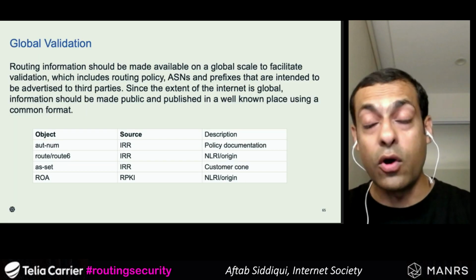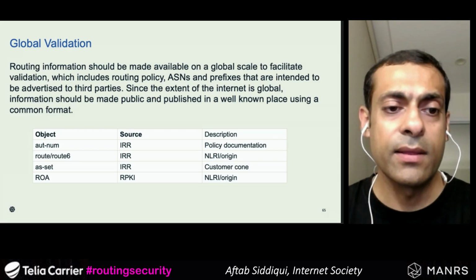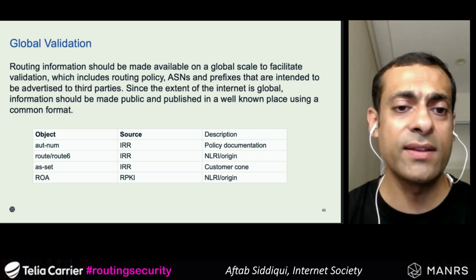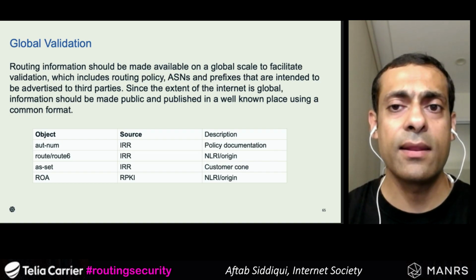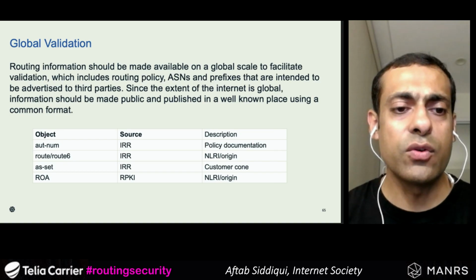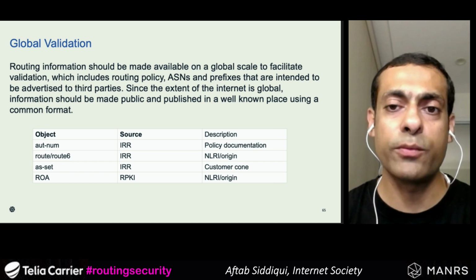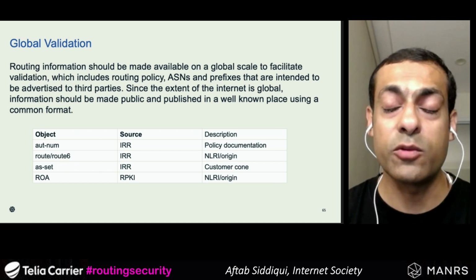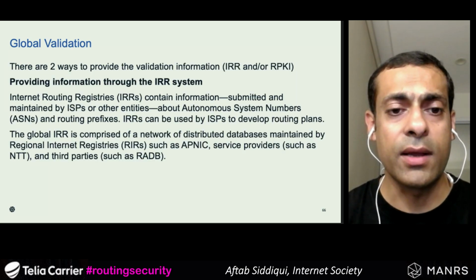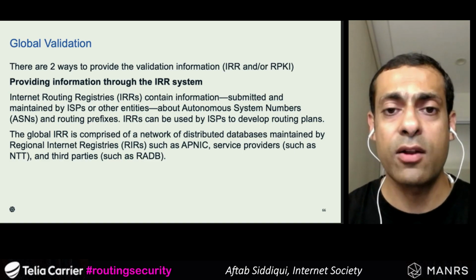So there are two options for global validation. One is relying on IRR data, which is the Internet Routing Registry. Every RIR provides an IRR database, and there are multiple service providers who run their own IRR database as well. So you can rely either on the IRR database, or there is another option called RPKI, which is the Resource Public Key Infrastructure. So there are two ways, as I explained: either you can do IRR or RPKI.